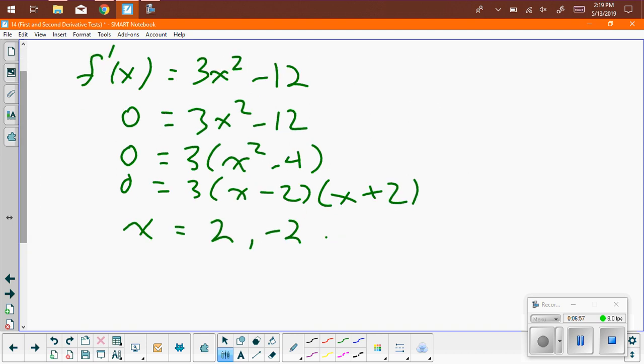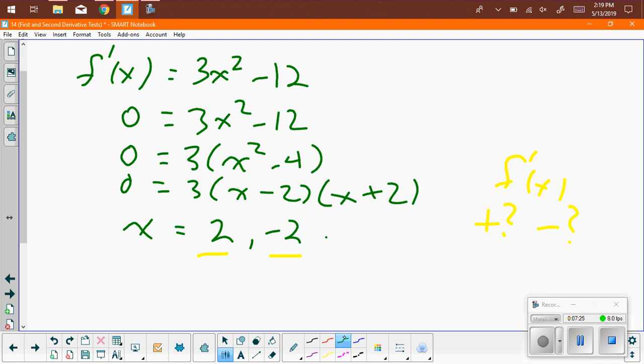Now, the key thing here was when my derivative is positive, it's increasing, and when it's negative, it's decreasing. So I want to know what's happening right around 2 and negative 2. Does it switch? Does it not switch? So re-asking that, I really want to identify where my derivative is positive, and where my derivative is negative. And you did this in advanced functions.